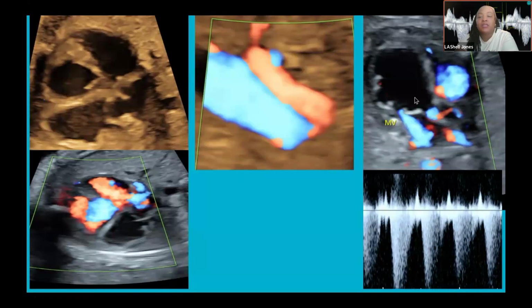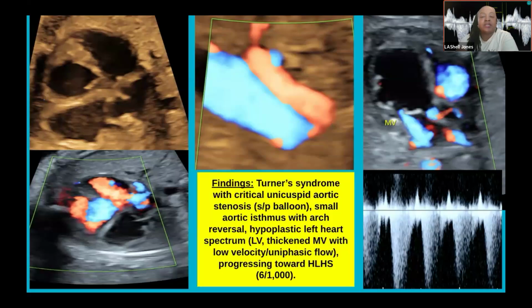When we assess even further, we notice a thickened valve here. You see the flow set in here where we assess the pulse and spectral Doppler, where we had very high velocity seen from this mitral valve. And then, of course, you see the reversal there in the aorta. So this particular case was Turner syndrome with a critical unicuspid aortic stenosis.